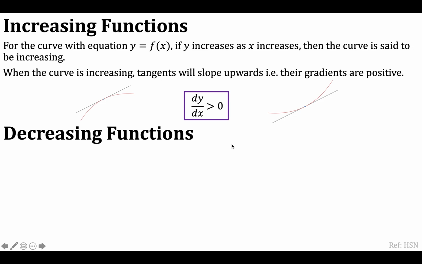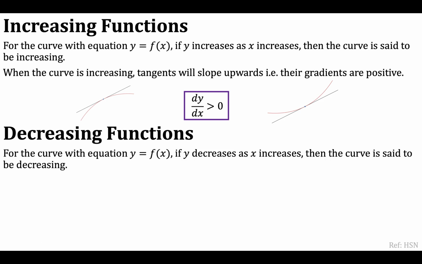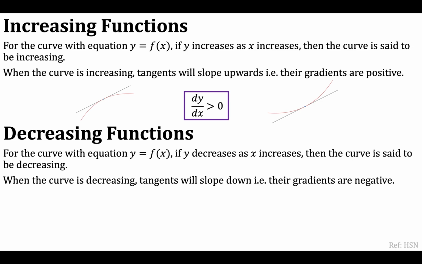Now if we look at decreasing functions, again if we've got the curve with equation y equals f of x, if y decreases as x increases, so if y gets smaller as x gets bigger, then the curve is said to be decreasing. And when the curve is decreasing, tangents will slope downwards, i.e. they have negative gradients. That means that dy by dx will be less than 0, and we might have diagrams that look like this. And you can see from left to right here that both of these tangent lines, straight lines, are sloping downwards from left to right.